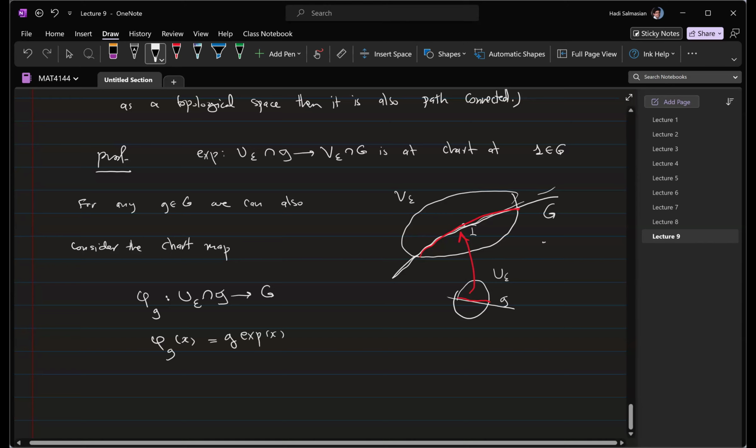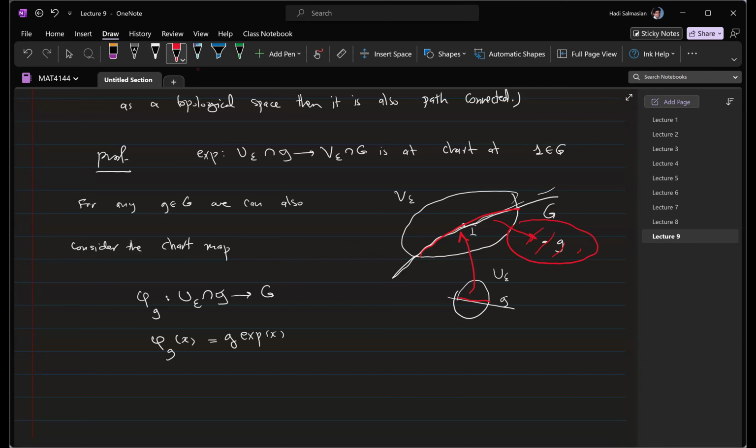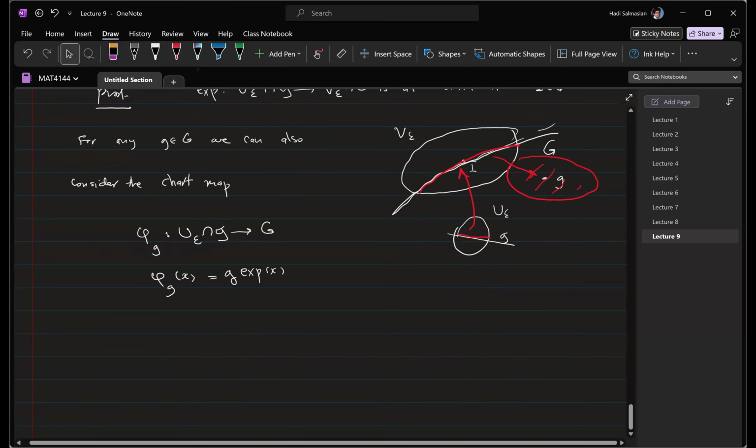If you take another point g on the group, you can translate this whole thing here. Okay, and now you can see that the interaction between the charts is just the composition of exponential maps and their inverses, so it will just be smooth. So you get a smooth atlas, all right?